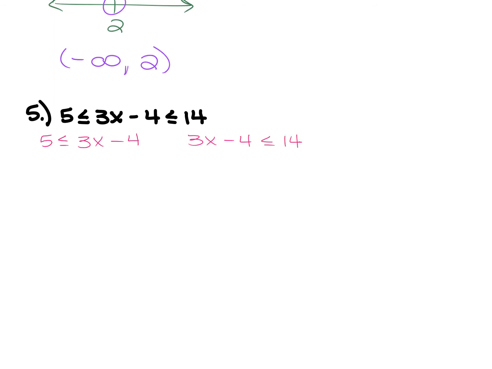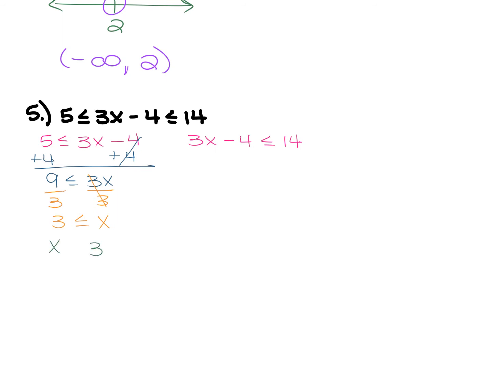From here, I'm going to solve the one on the left first. I'm going to move my 4 over by adding it to both sides. That's going to give us 9 is less than or equal to 3x. Then we divide each side by the 3 to get x by itself. And that's going to give us 3 is less than or equal to x. Again, I don't like the way this is written because x doesn't come first. So I'm just going to rearrange my terms to where x is on the left, 3 is on the right.